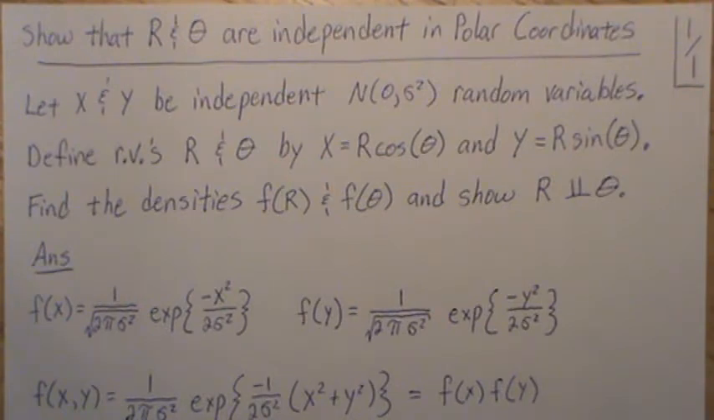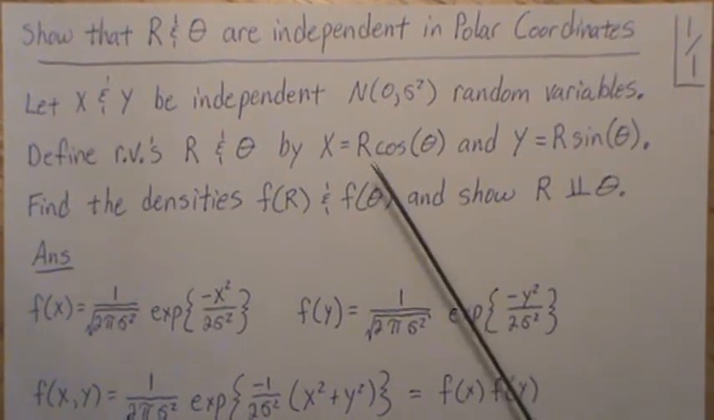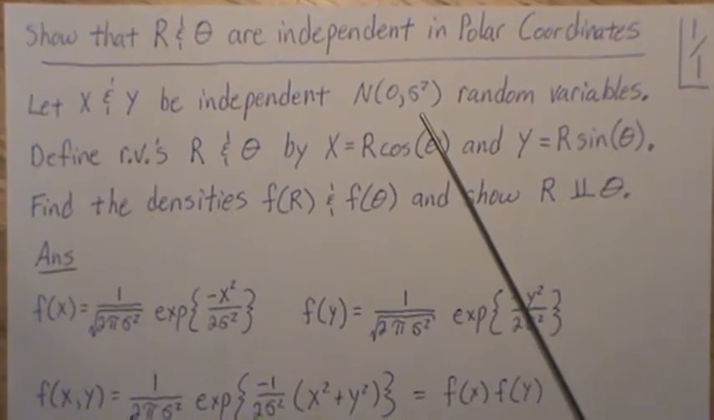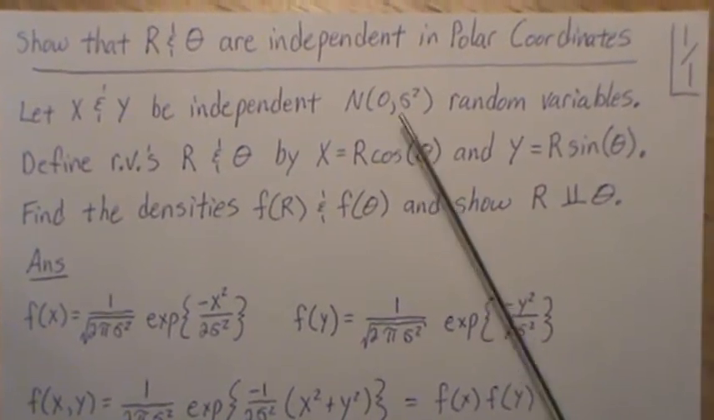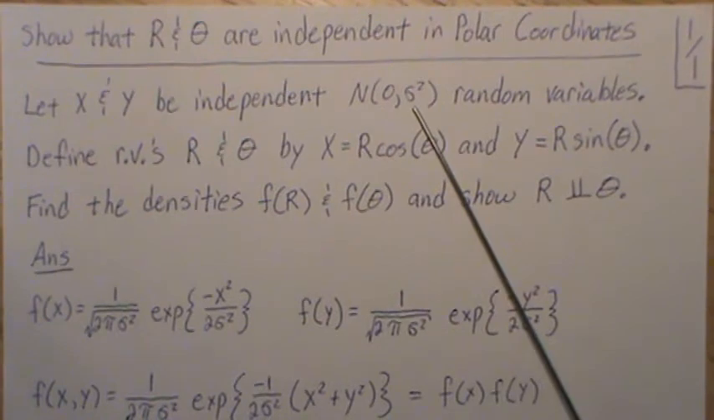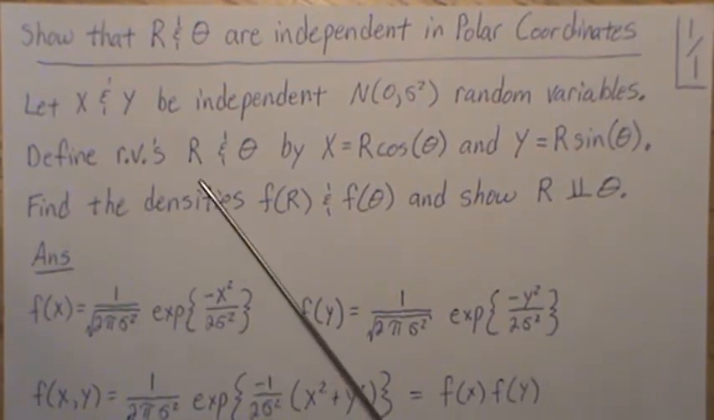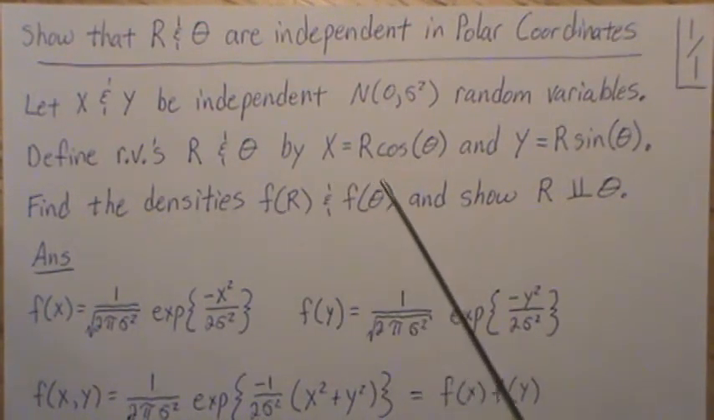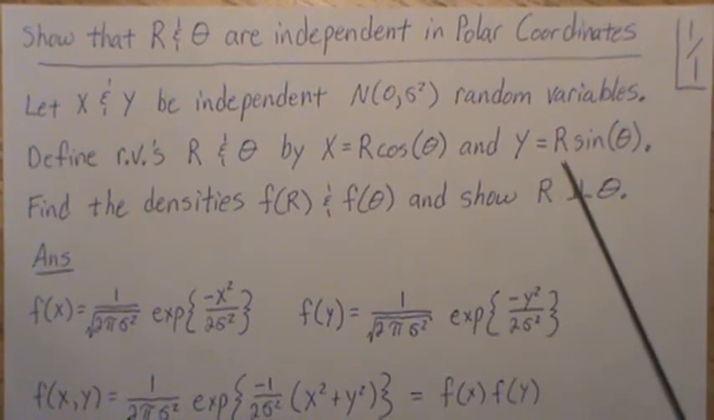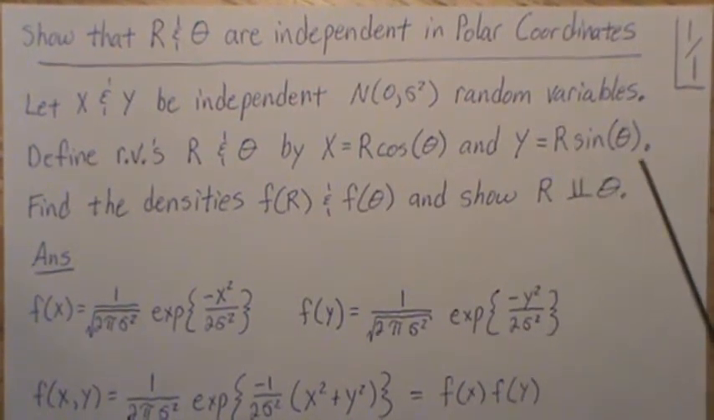transformation. So here we're going to let x and y be independent normal zero sigma squared random variables. So that's a mean zero, constant variance sigma squared. We're going to define the random variables r and theta by this transformation. x is equal to r cosine of theta and y is equal to r times the sine of theta.